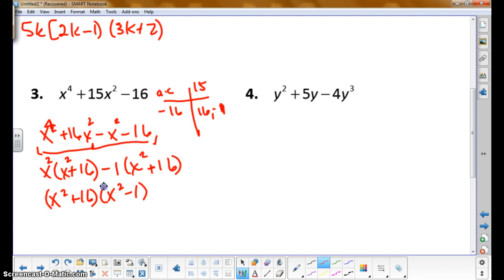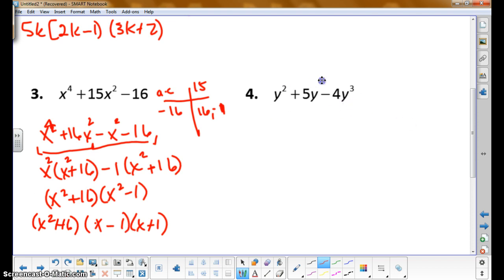We always reevaluate any factoring to see if we can factor again. And I wonder if you're starting to factor this, x squared plus 16. Well, that is a binomial, but it has a plus sign. This is the sum of two squares, not the difference. So we can't factor that any further. But this one is the difference of two squares. So we can say x minus 1, x plus 1, and that is the final answer.